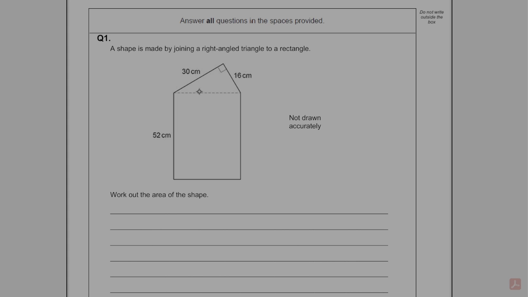Let's turn my pen on. So I'm going to call that X to start with. This will be the hypotenuse. So X squared is going to be equal to, I'll jump straight to the square root of 30 squared plus 16 squared. That'll give us X. Then the total area of the shape is going to be equal to the area of the rectangle, which would be 52 times X, plus the area of the triangle, which would be a half of the base times the vertical height, so half of 30 times 16.